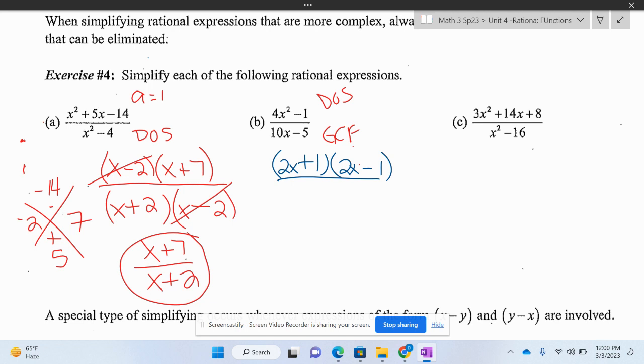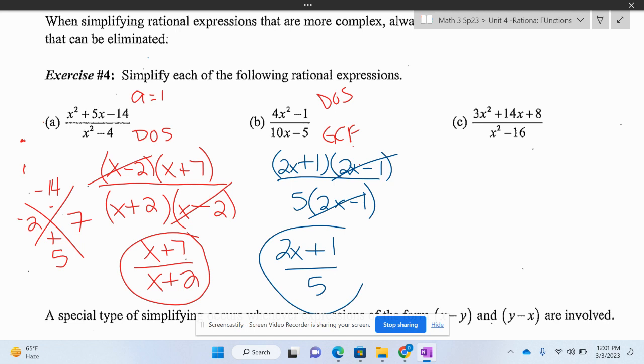What's the greatest common factor in the denominator? 5. When I factor out a 5 from the denominator, I'm left with 2x minus 1. Is there anything that you see you can cancel out? Yeah. So I'm left with 2x plus 1 over 5.